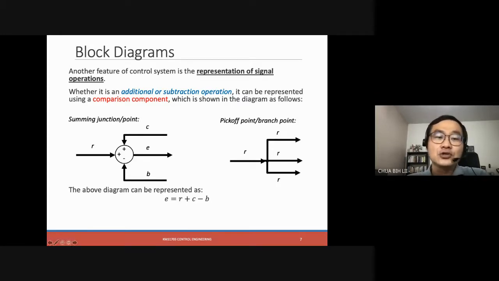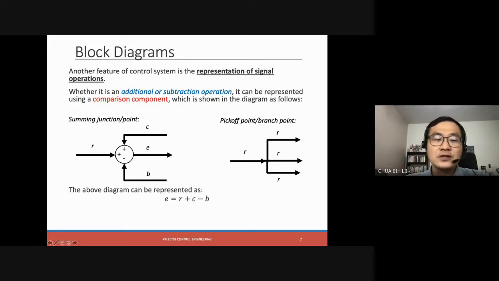Okay, so we would use a summing junction. Okay, just a circle where you see a plus plus or minus. Not necessarily in this sequence. It can be minus, plus, minus, or whatever it is. Okay, just to show how the signals coming in will do the operations.